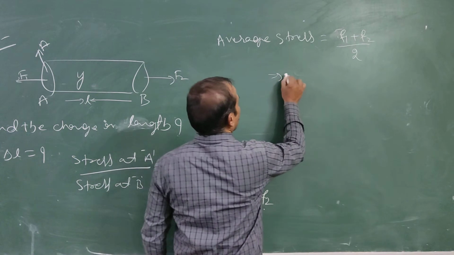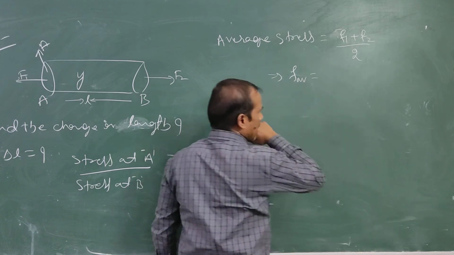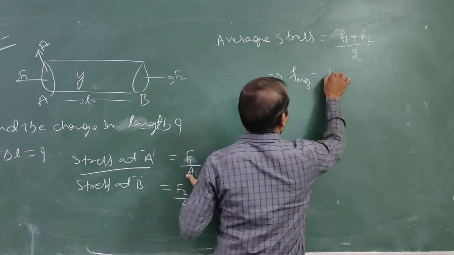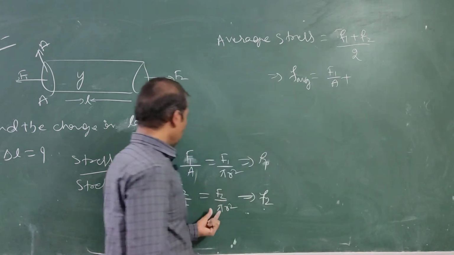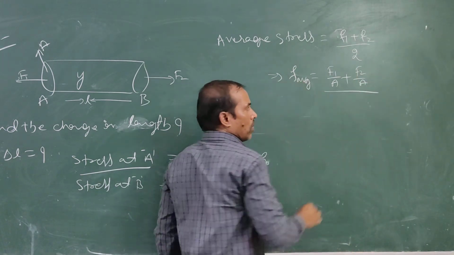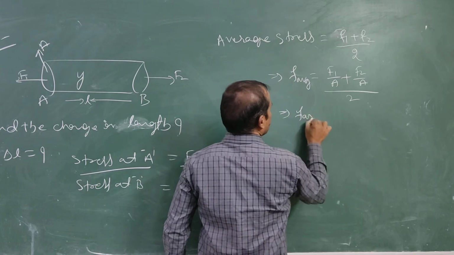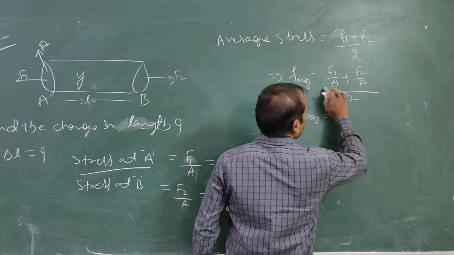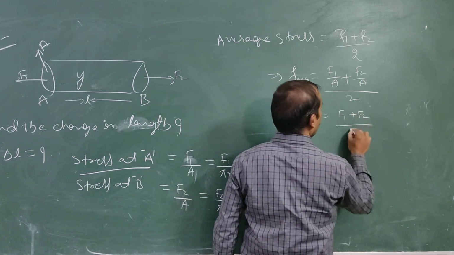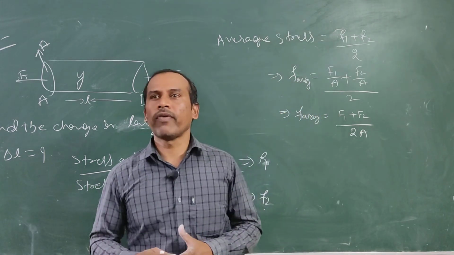So the average stress is equal to F1 by A plus F2 by A, divided by 2. Simplifying, the denominator is the same, so the average stress is equal to F1 plus F2 by 2A. This is only for the average stress.